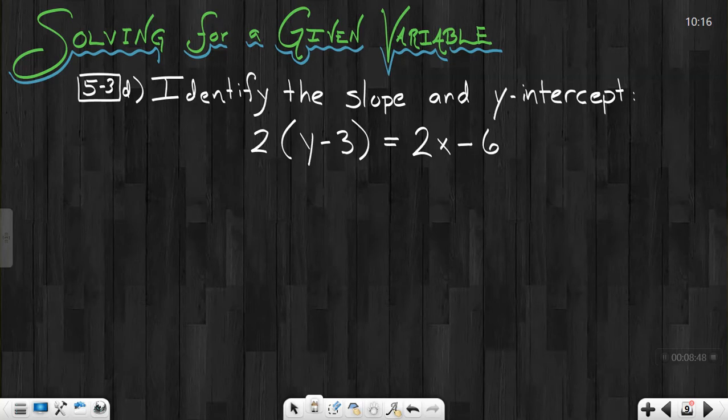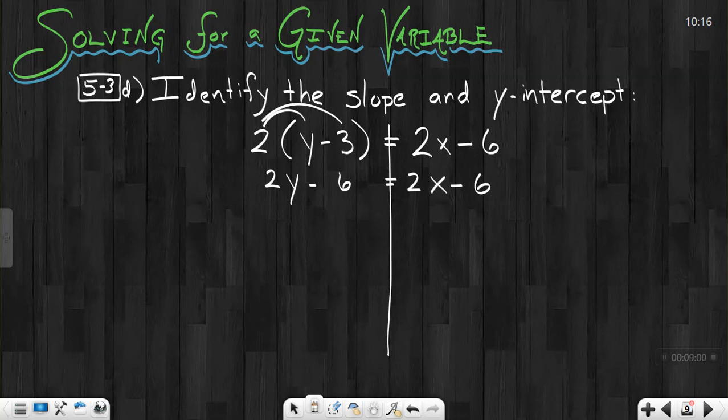This one's got distributive property now. Try and do it on your own. All right, coming back in, I draw my line down the center, and I'm going to distribute first here to simplify, giving me 2y minus 6 equals 2x minus 6. There's no like terms to combine, so I can go to the next step, which is get all my y's to one side. Well, all my y's are on one side. They're right here. That's it.